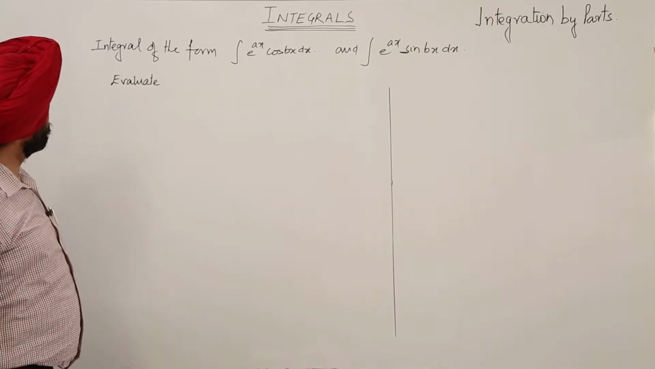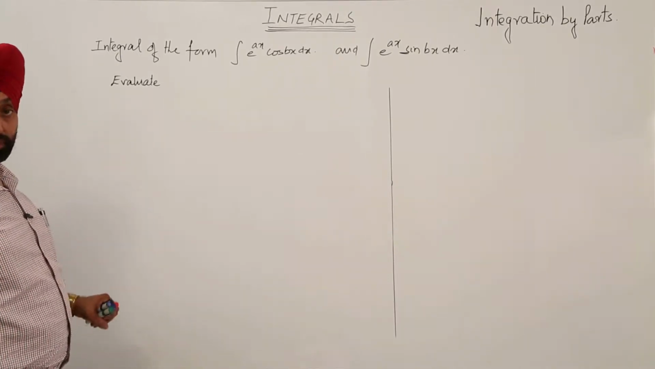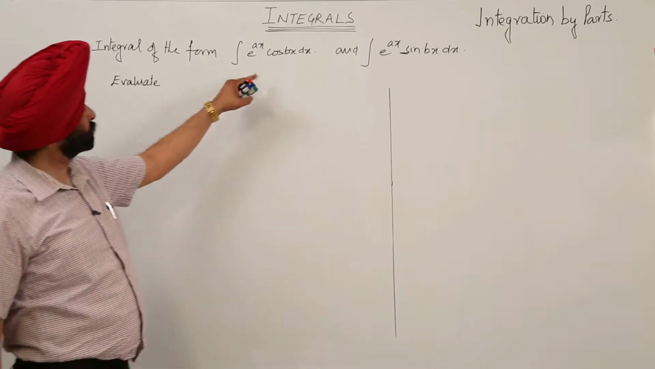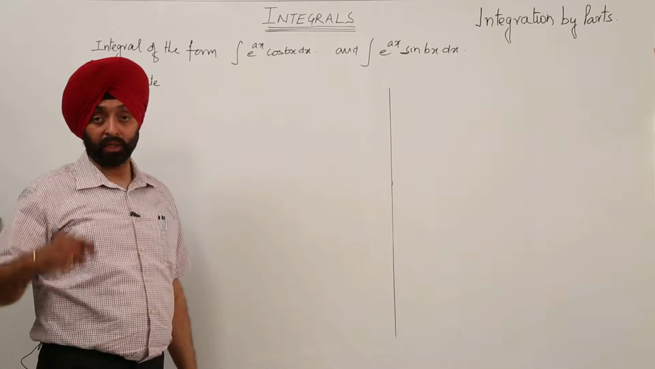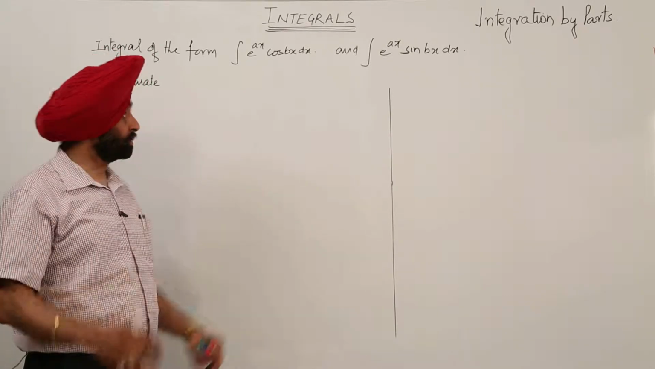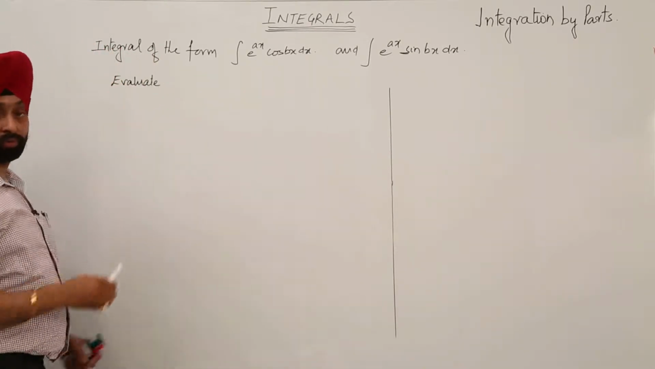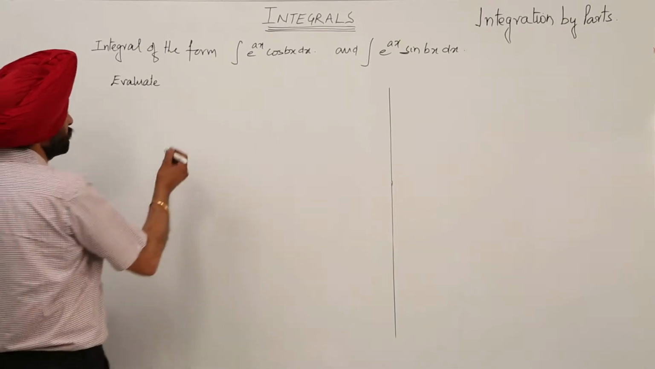We have to now look at integrals where the question is in the form of e raised to power ax cos bx dx and e raised to power ax sin bx dx. Directly you should be knowing what the result is. Okay, so we are having integrals of the form. Now let's evaluate the first form.